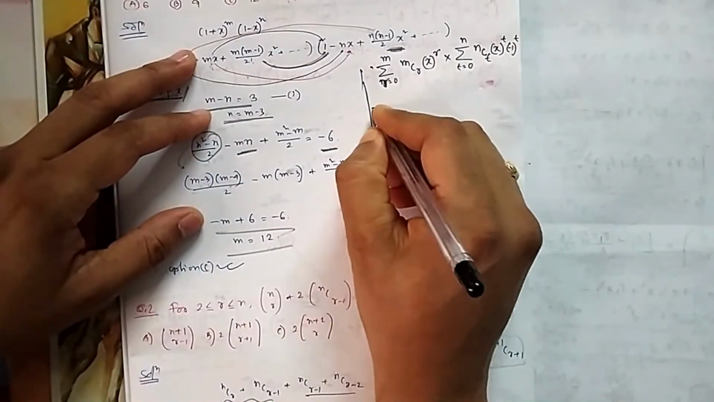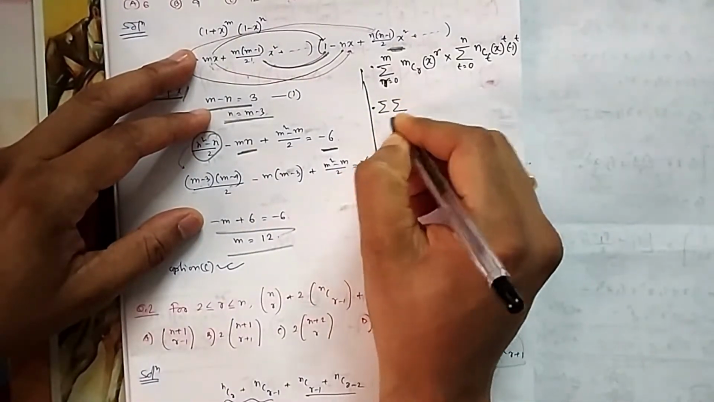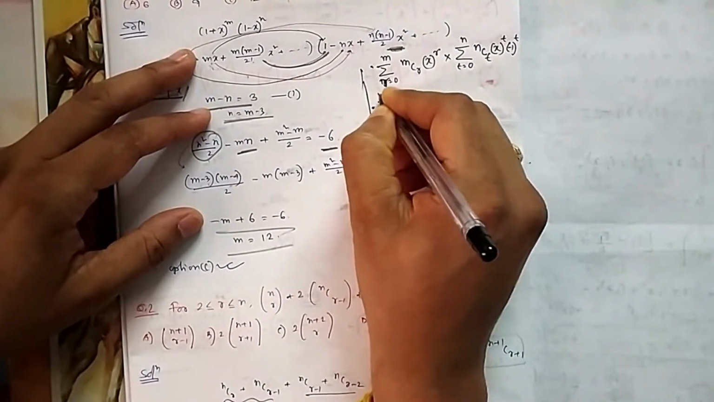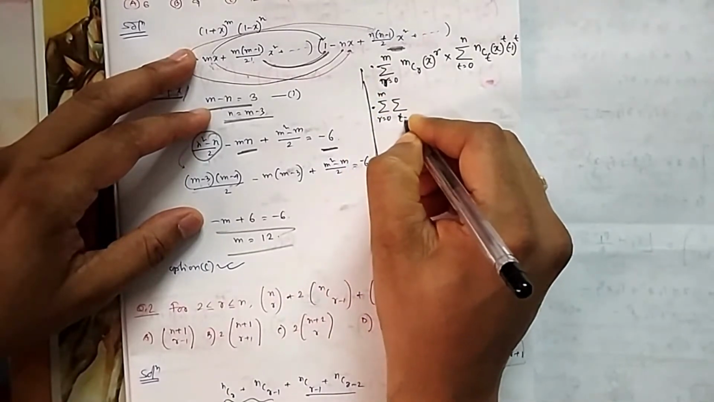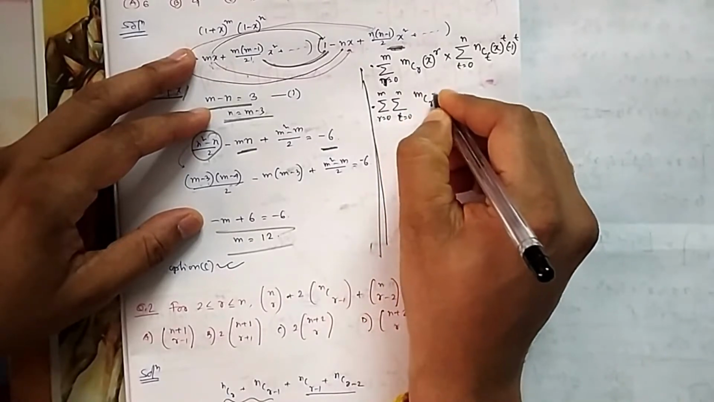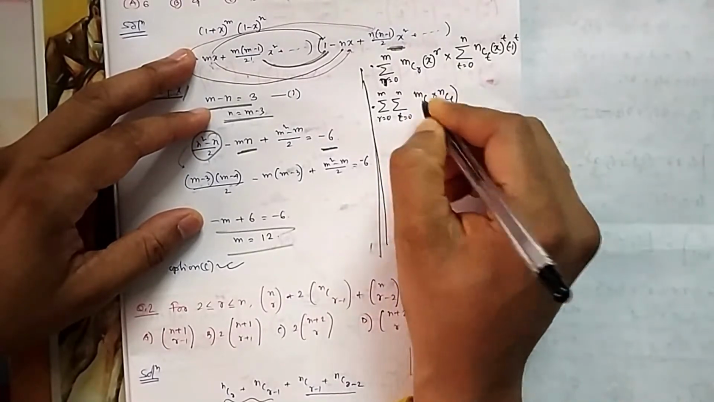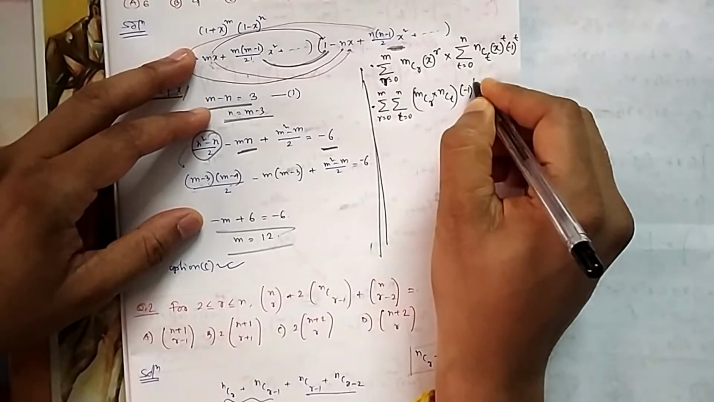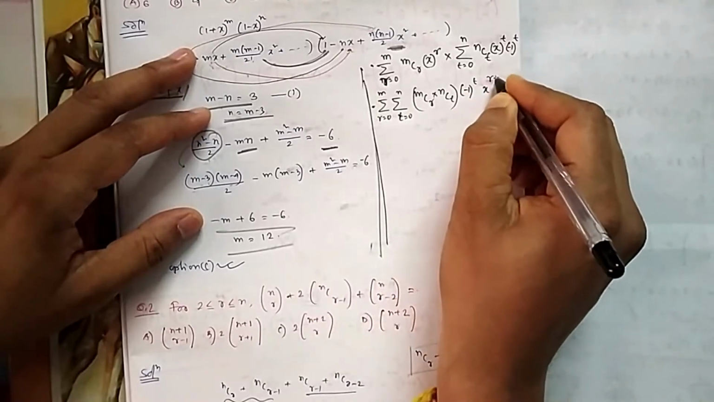Okay. Now if we write it in double summation, there are two summations. One is from r equal to 0 to m, one is from t equal to 0 to n, and it is mCr multiplied by nCt. There is also a minus 1 to the power t, and x to the power r plus t.